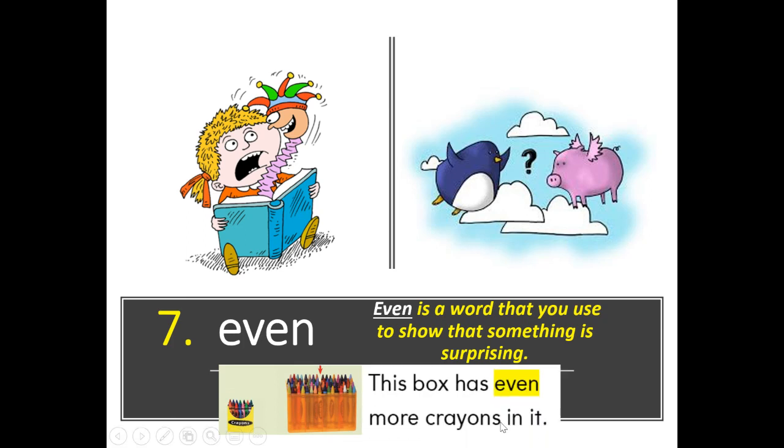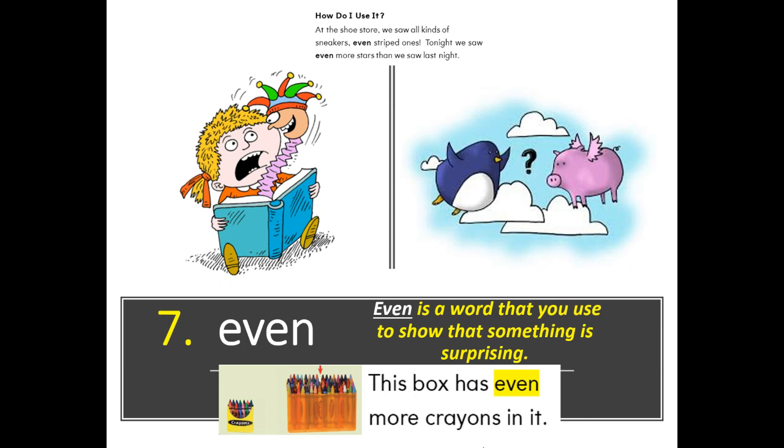So this box has even more crayons in it. So they're pointing to this big box. This box has even more crayons in it. How do I use it? At the shoe store, we saw all kinds of sneakers, even striped ones. Tonight, we saw even more stars than we saw last night.